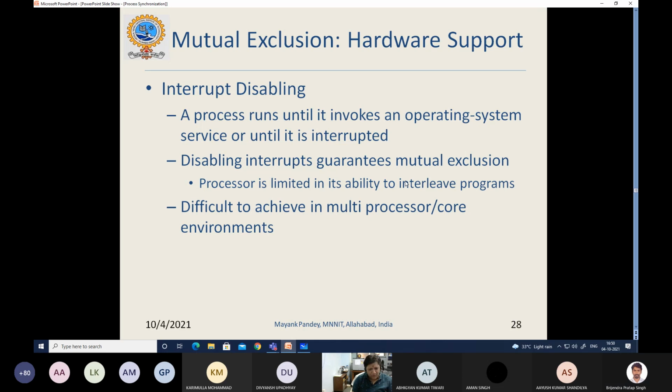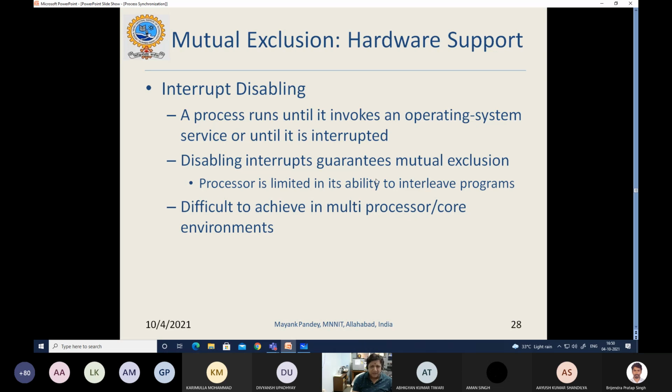The problem of mutual exclusion is only when you allow many processes to be executing, half executing, executing and leaving and things like that. If you give a processor to a process until it is completed, it cannot be interrupted. You just mask the interrupts, disable the interrupts, then it will be guaranteeing mutual exclusion. But this is a very, very bad approach.